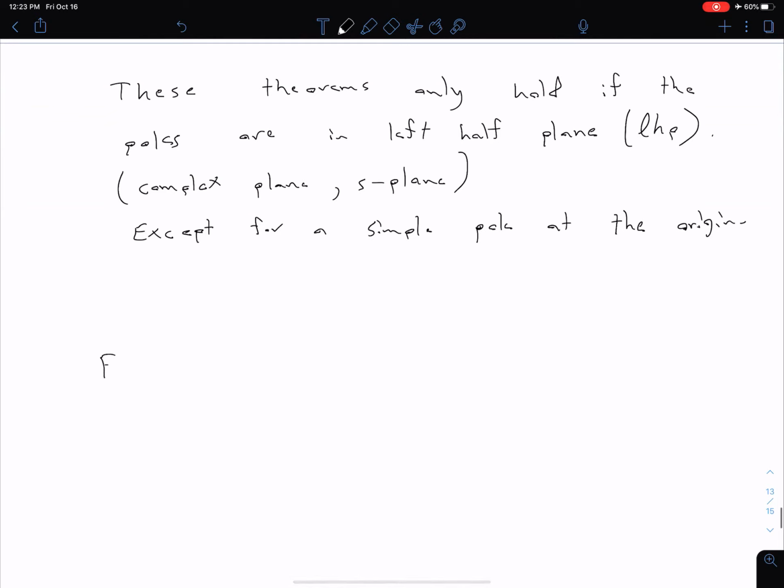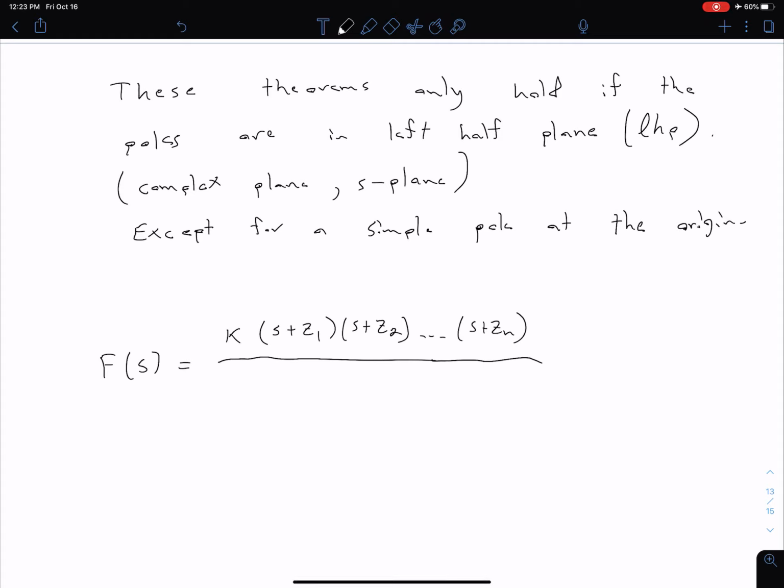In general, our F of s function is going to be some function of s, and we can write a general form where we have some constant k, and several terms up in the numerator. I'm going to write it as s plus z1 times s plus z2 dot dot dot times s plus z sub n. In the denominator, a similar generalization: s plus p1 times s plus p2 dot dot dot all the way out to some s plus p sub m.